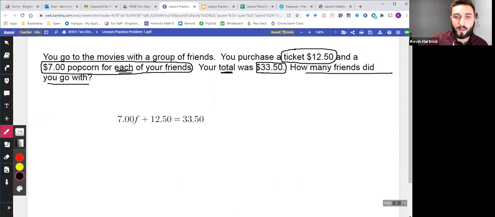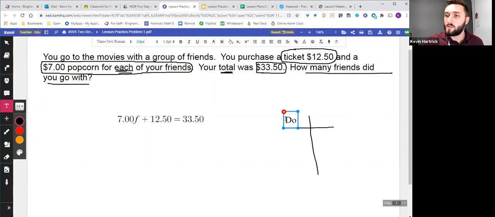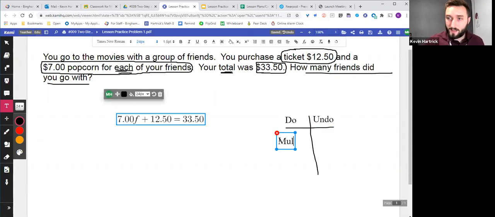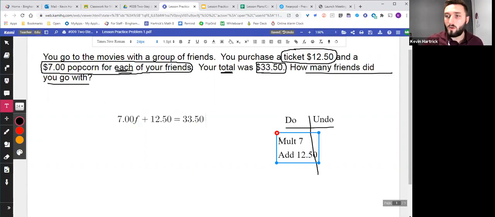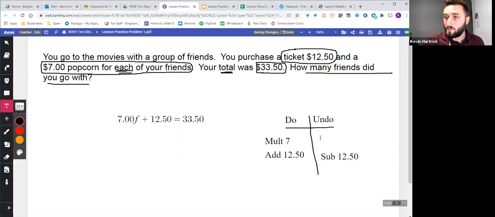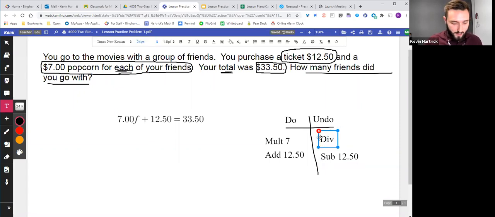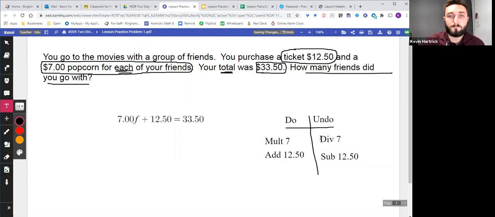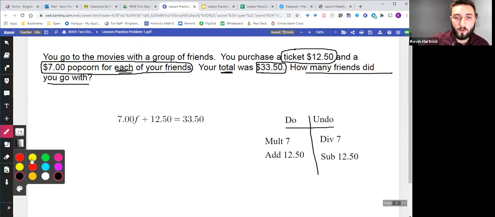But let's go ahead and make our do undo. Okay, so do is what's done to the variable, undo is how we are going to solve for the variable. Okay, the first thing that happened is it multiplied by $7, okay, and then we added $12.50. So on my undo column, to undo adding $12.50, I'm going to subtract $12.50, and then to undo multiplying by 7, I'm going to divide by 7. Again, very typical stuff there for solving equations.